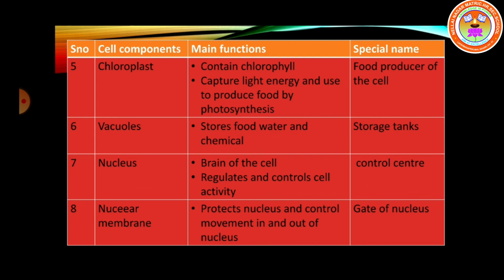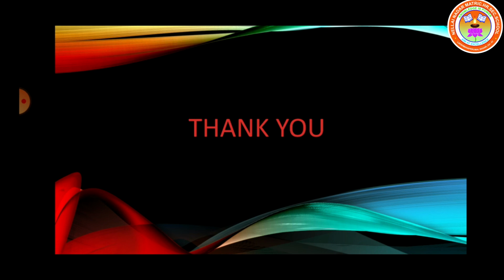Next is the nucleus. So, what is the function of the nucleus? It is the brain of the cell. It helps in controlling and regulating the cell activity. So, as a special name we call it the control center. Is it clear, children? Then the next point is the nuclear membrane. It helps in protecting and controlling the movement in and out of the nucleus. Okay. So, we call it the gate of the nucleus. Is it clear, children? So, that is all.